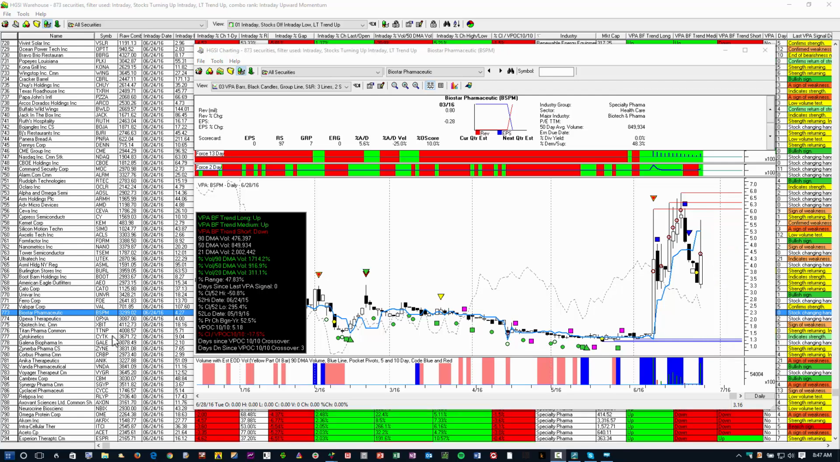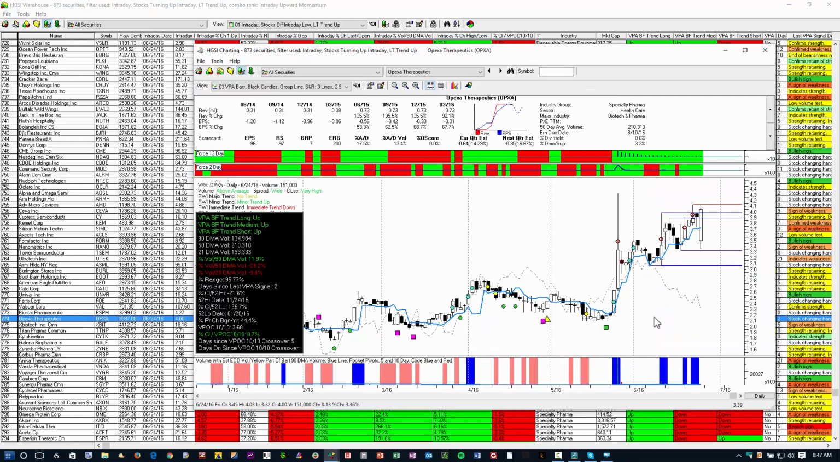Maybe we can find a little better chart here. This is a $4 stock. Once again, it's been moving up. Had several pocket pivots. Look at the groups moving down. It's moving up. Gap down to here. And closed near its high of the day.